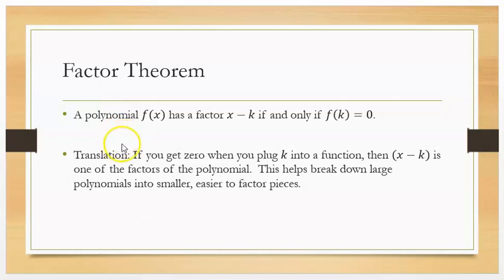So the translation here is if you get 0 when you either plug the number k into the function, or if you use synthetic division and look at the last number, then x minus k is one of the factors of the polynomial. This is going to be very handy when you are asked to factor bigger polynomials. We have techniques for things like difference of squares, trinomials, and even factoring by grouping for 4 terms. But when you have a longer polynomial, this is going to be an important piece of us figuring out how to factor it down and break it into smaller pieces.